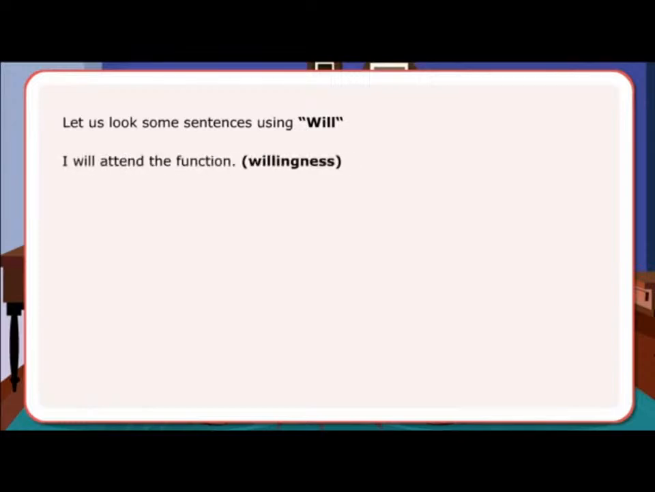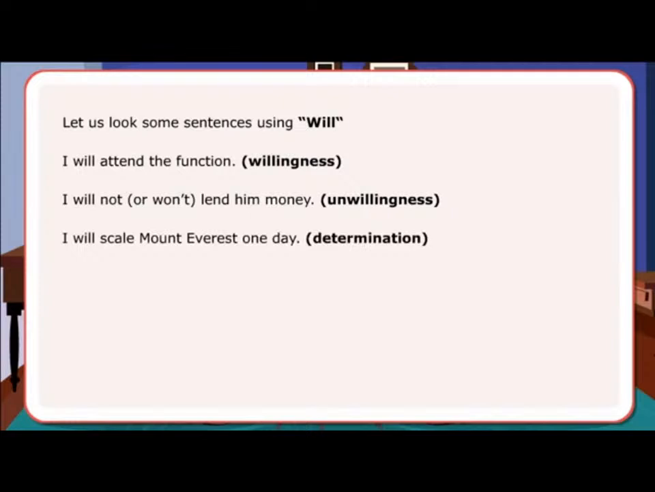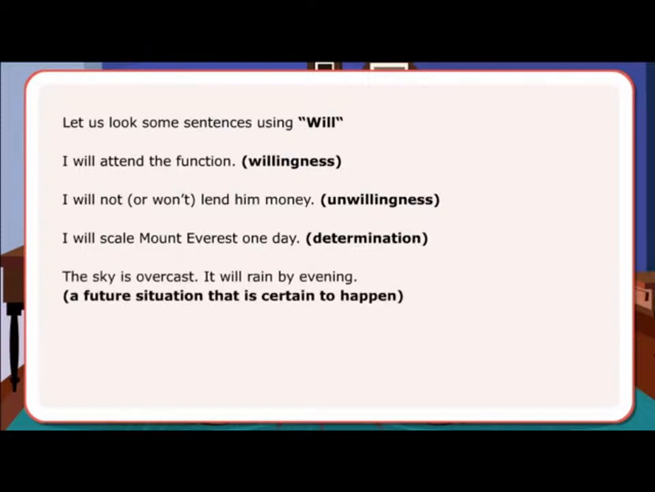I will attend the function. Willingness. I will not or won't lend him money. Unwillingness. I will scale Mount Everest one day. Determination. The sky is overcast. It will rain by evening. A future situation that is certain to happen.